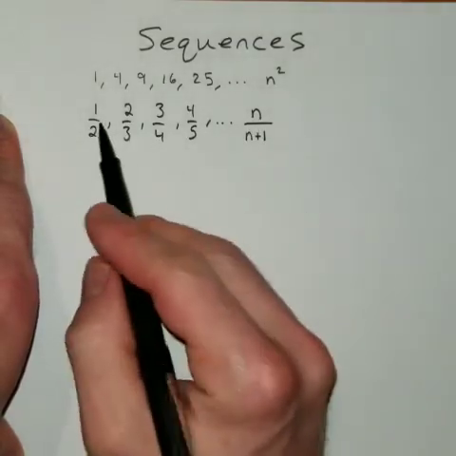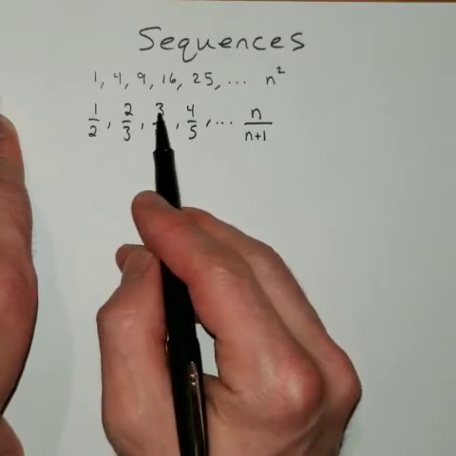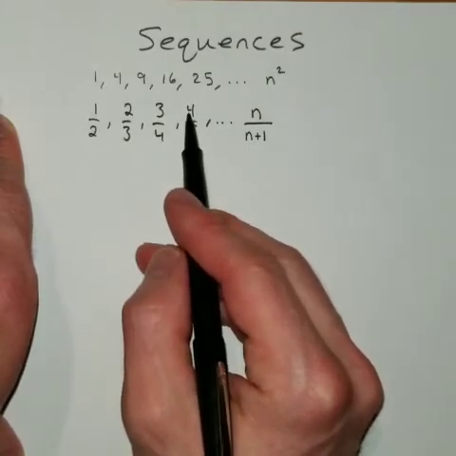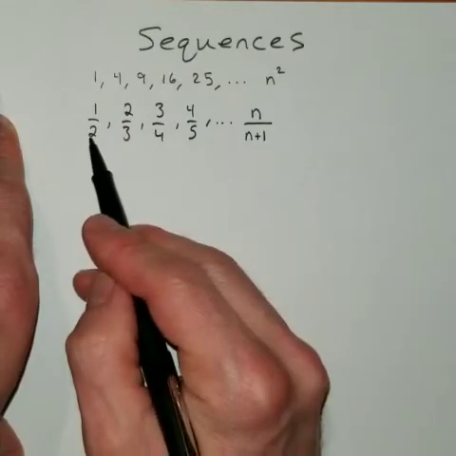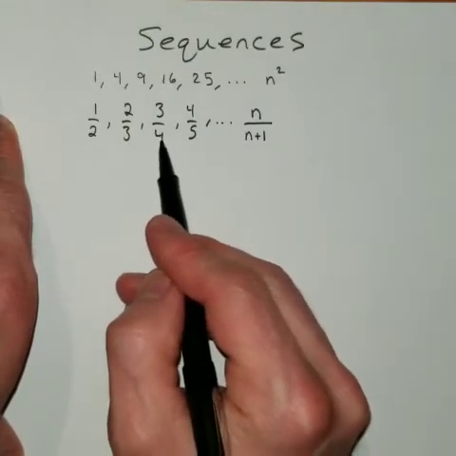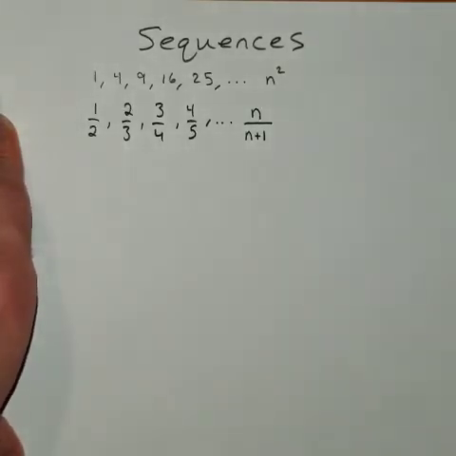So n is your position: first term, second term, third term, fourth term, the n is on top. On the bottom, you would add 1. The first term would have 2, the second term a 3, the third term a 4, and so forth. So those are some interesting ways to represent sequences.